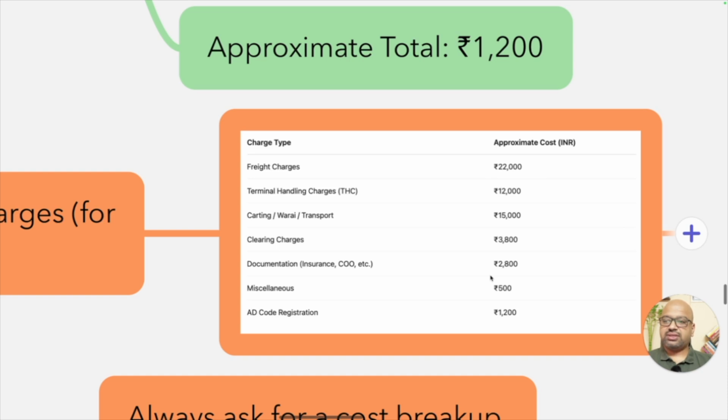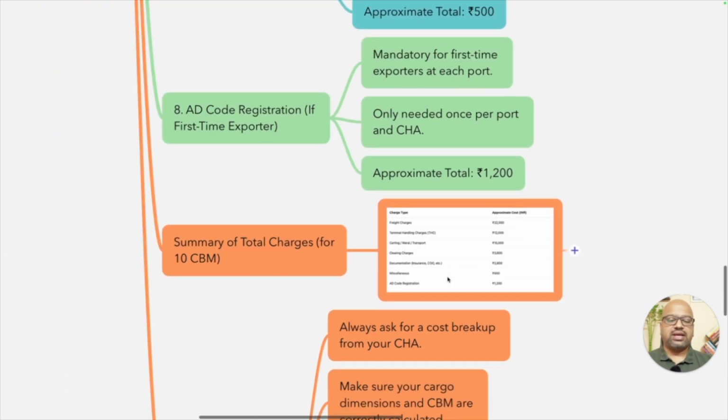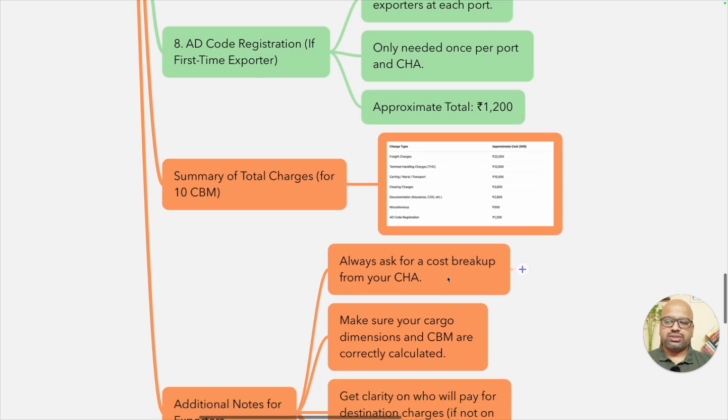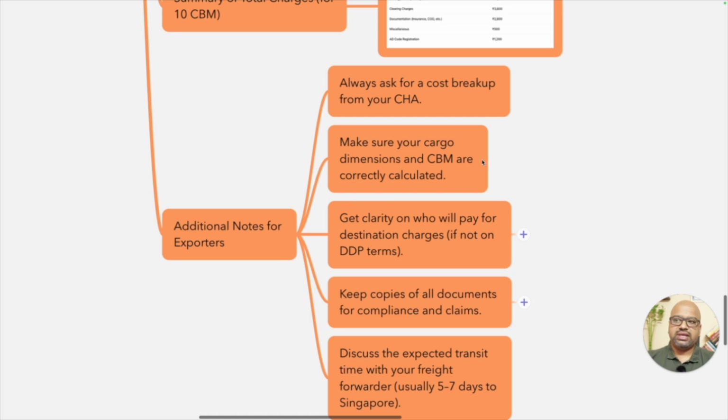Once you have proper clarity on this kind of transportation cost or breakup cost, you can check with your CHA to send the complete breakup charges, so that you know exactly how much they are charging for each document or each service. That way you don't get confused, and moreover, tomorrow they also don't need to add something.